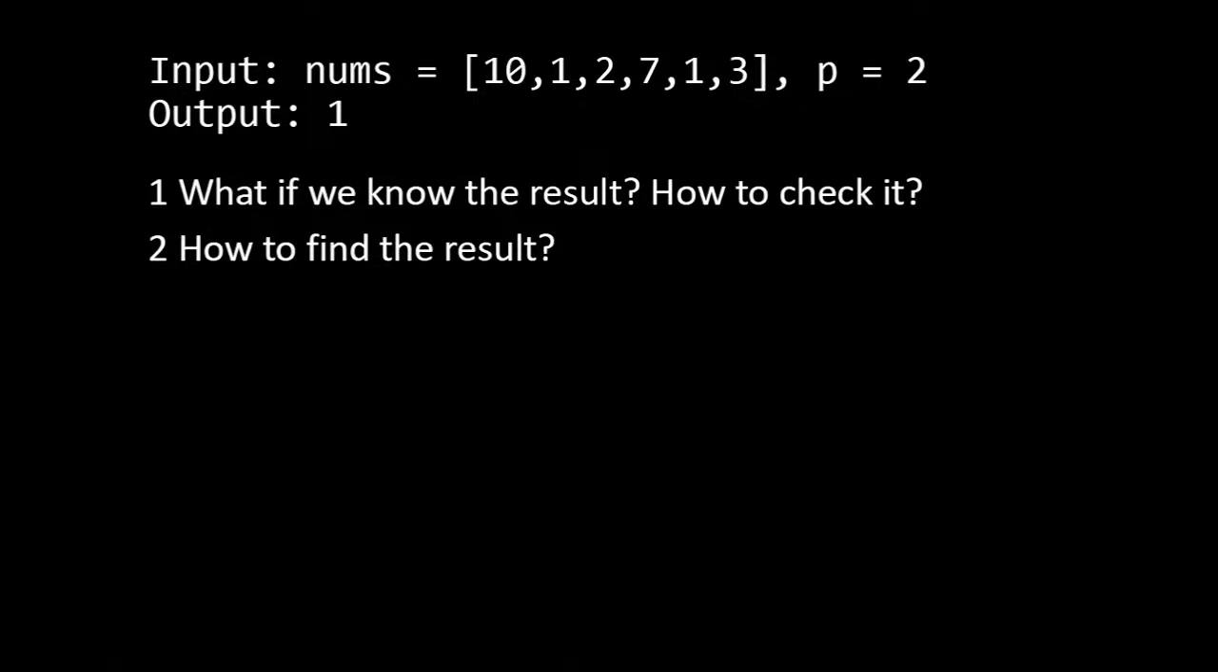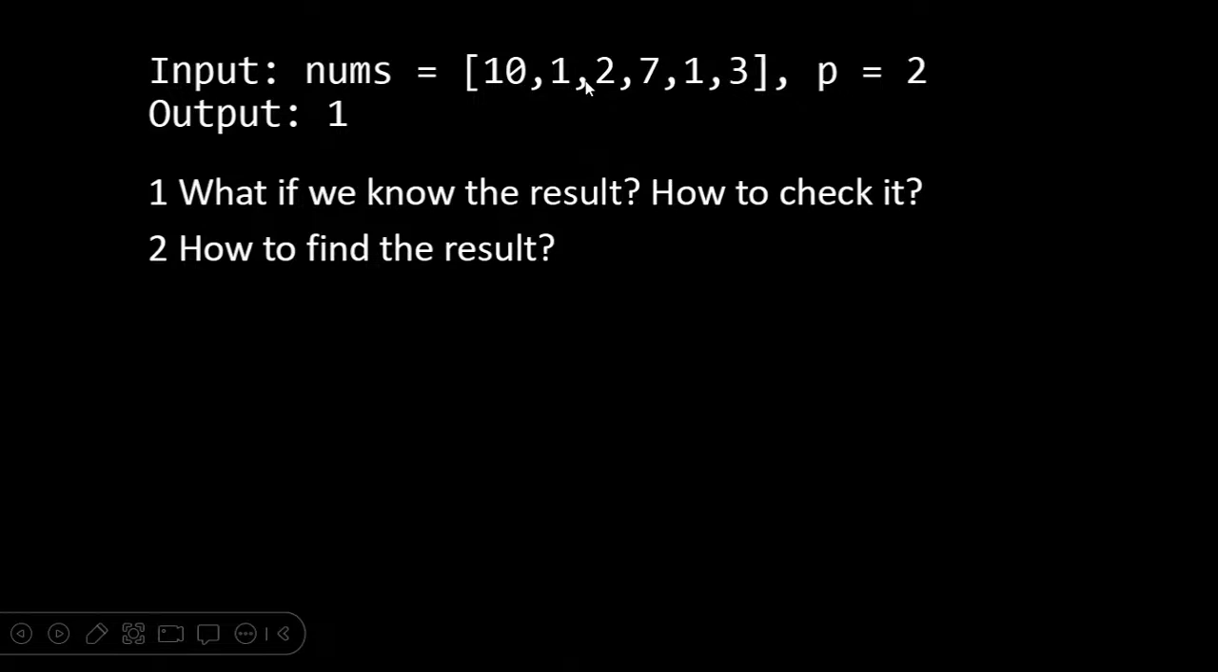So we are given an array nums. The nums are random positive numbers. It can be a 0. And also we have a number P. P means how many pairs we have. And the output means the minimized maximum difference of the pairs.